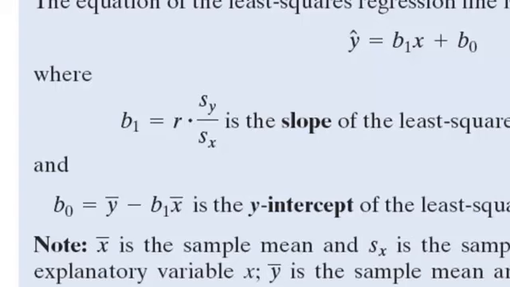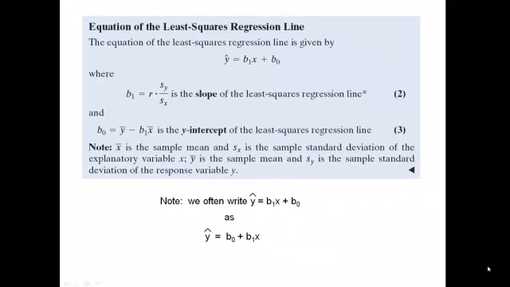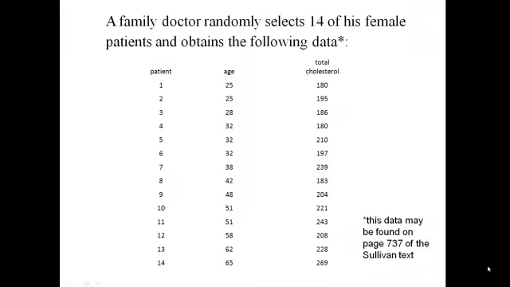So now let's pull in some real data and calculate our regression equation. Let's consider one of the data sets we used earlier. This is the data set where a family doctor has collected data on the age and total cholesterol of 14 of his female patients aged 25 to 65. We've made this data available to you as an Excel file that you can pull into either StatCrunch or Minitab.